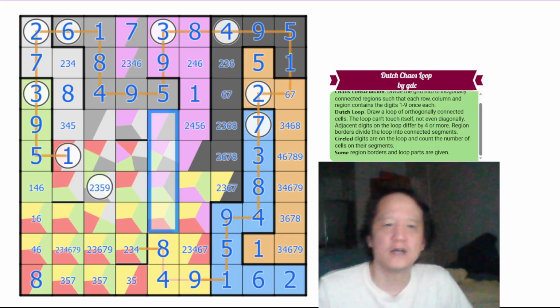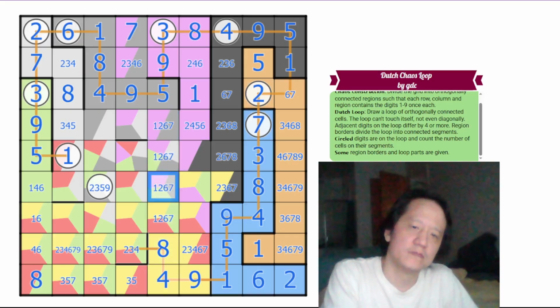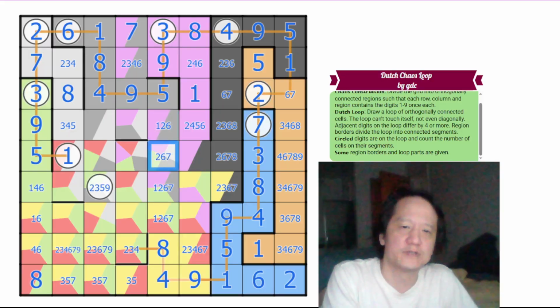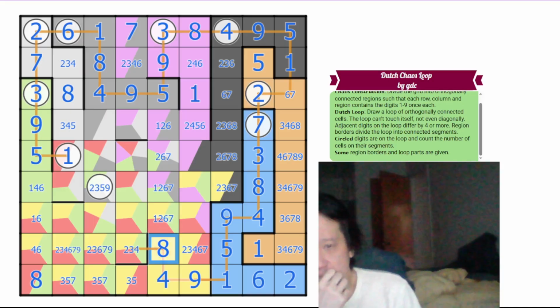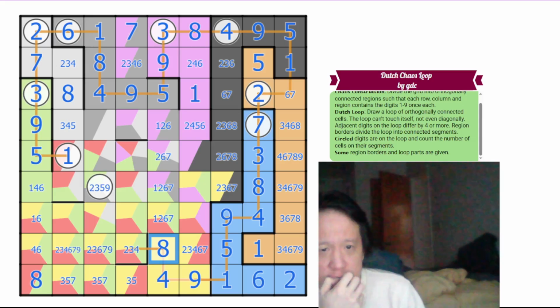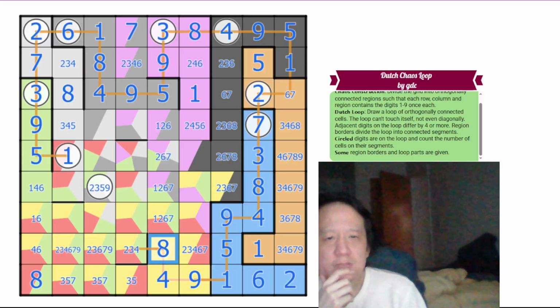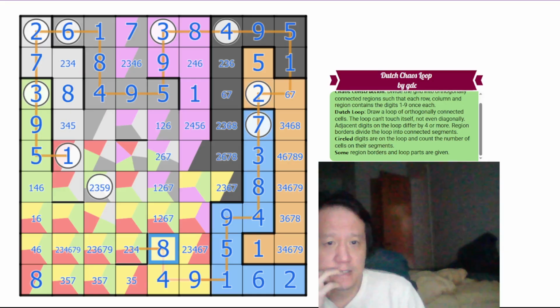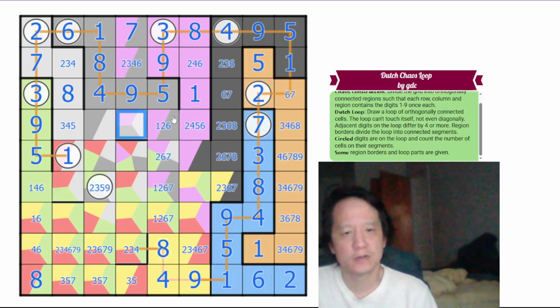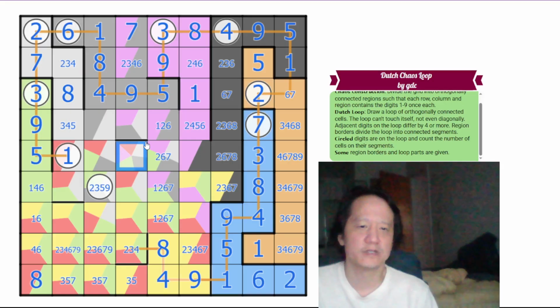Rest of column 5 is 1, 2, 6, and 7. This can't be 7 because of the 7 in the row. No 1 because of the 1 in the row. Everything else seems okay. Pink needs access to a 5, but the 5 could be here or here, or one of these, or not there. One of these, I guess, or these.